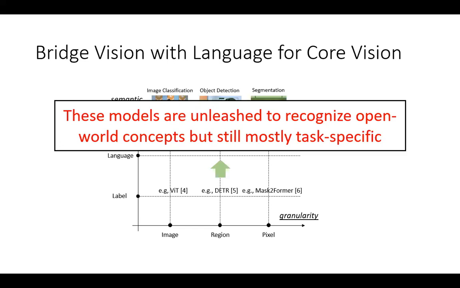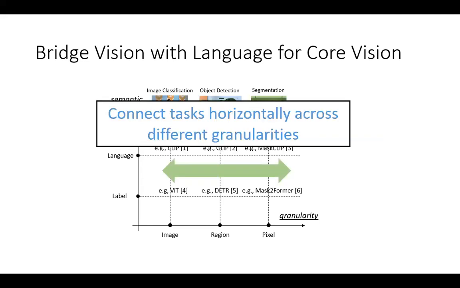Although these models are unleashed to recognize open world concepts, they are still mostly task specific, you can see here. So at each column, we are developing some model for classification, for detection, for segmentation, but it's not necessarily the case that we have a single model to simultaneously do all of these tasks across different granularity. So to really build the generative vision understanding model, we need to look at the tasks across different granularity, right? And connect them horizontally, not only vertically.